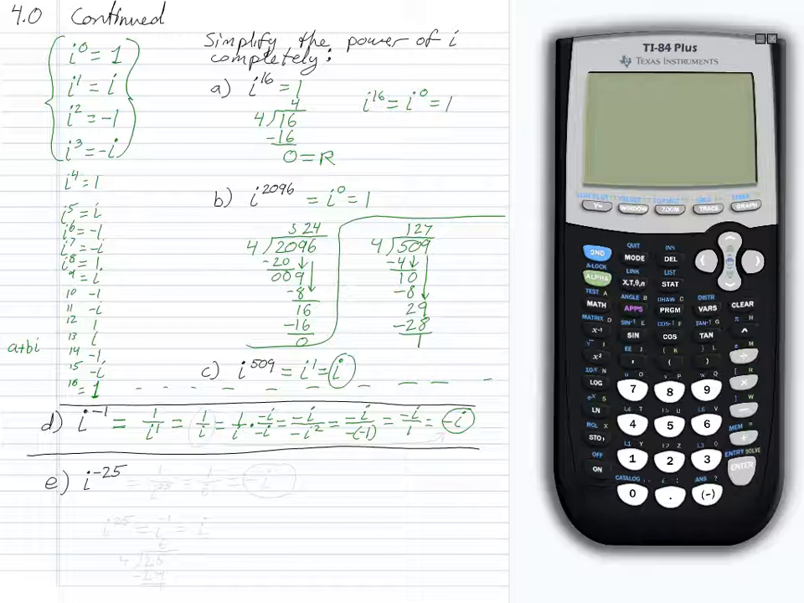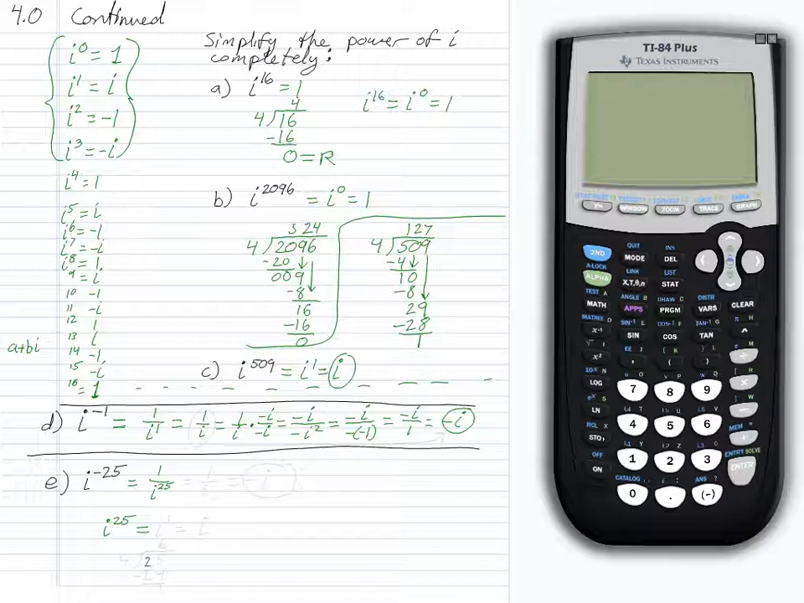Now, we can use this idea of the negative exponent creating a fraction to solve something like our next problem, and indeed the last in this section. So here we have something pretty exotic, i to the negative 25th. Well, the first thing I would do is say that's the same as 1 over i to the positive 25th. And then I'll do a little side work to figure out what i to the 25th is.